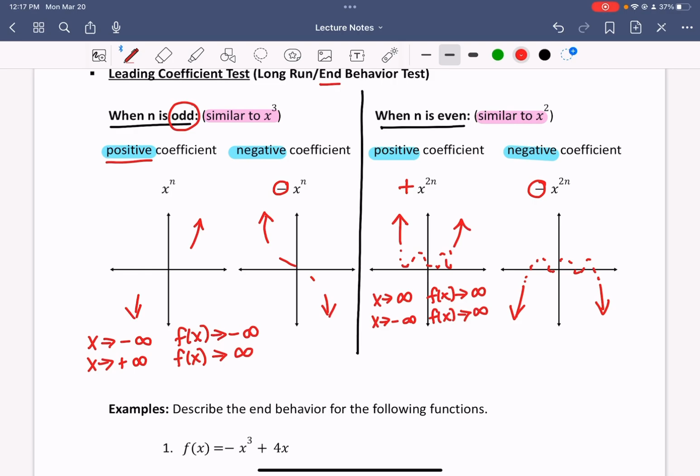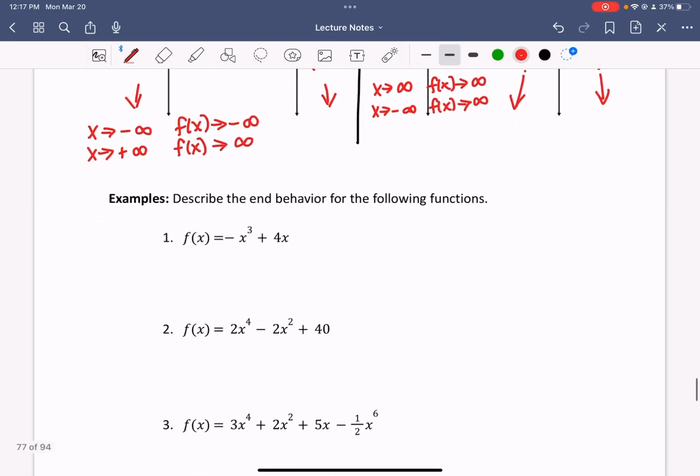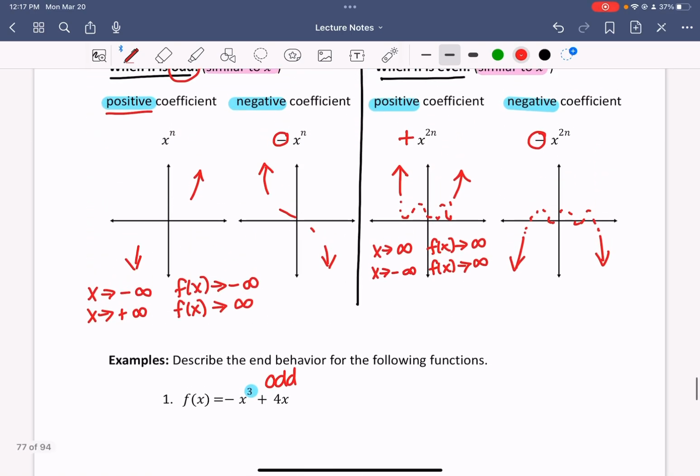So now that we kind of have a template, let's look at some examples. I think this will clear up some confusion. It says, describe the end behavior for the following functions. So the first thing you're going to do, like we did earlier, is find the degree. The degree is 3. This degree is odd. So we're going to be looking at this left-hand side here.